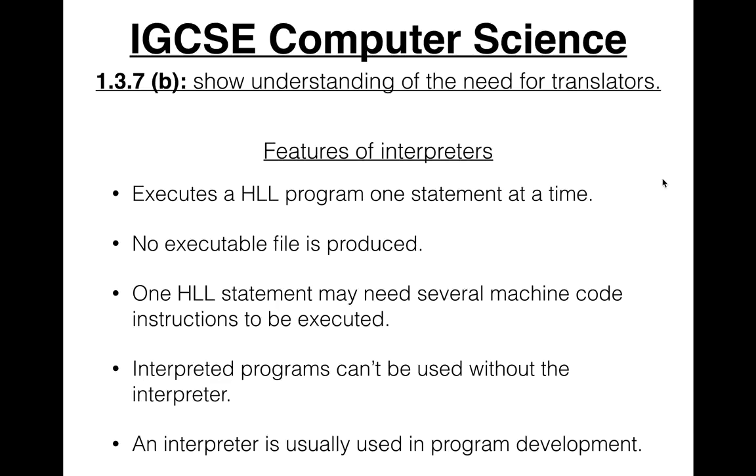So if you're developing Python apps, for example, Python uses an interpreter, so you can use one in program development, so you can run certain lines as you develop. So the thing with interpreters, because they execute one line at a time, it makes them a bit slower than compilers. So they may run a bit slower.